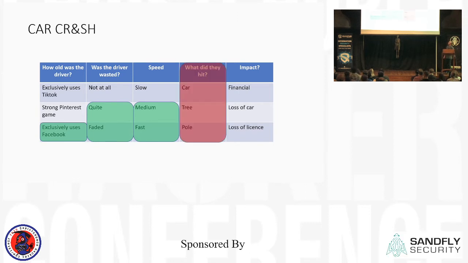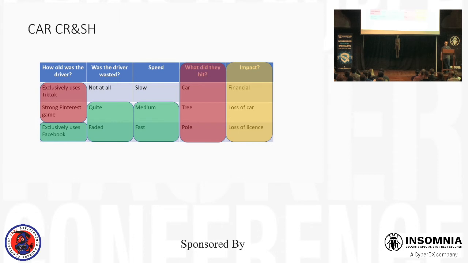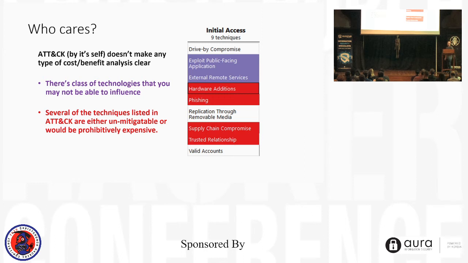But again, we don't have any coverage over trees and power poles. We don't know how to mitigate against power poles. And again, as a defender, we don't really get to control the impact there, beyond our control. So that goes without saying that people who use TikTok and people who have a strong Pinterest game, middle-aged people, we can't see them. We don't have any coverage against people who aren't wasted. And we also can't see people who are just not breaking the law by their driving within the speed limit. So you might say, who cares?